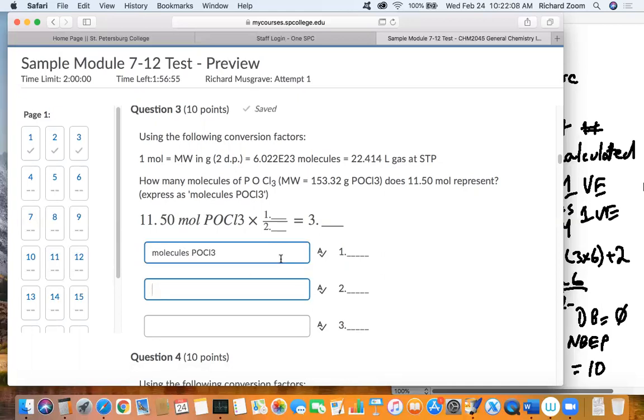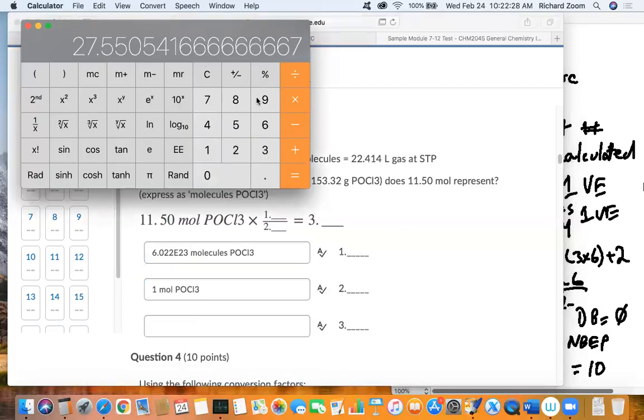And we have moles of POCl3 down here to cancel what we have. Then the relationship is 6.022 E23 and 1 mole. And then we can do some math here. Now in your calculator, make sure you do it pretty much the same way as I'm doing it here. And you all have the ability to do this, or should.